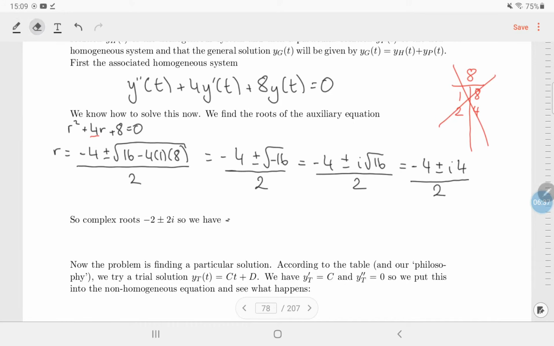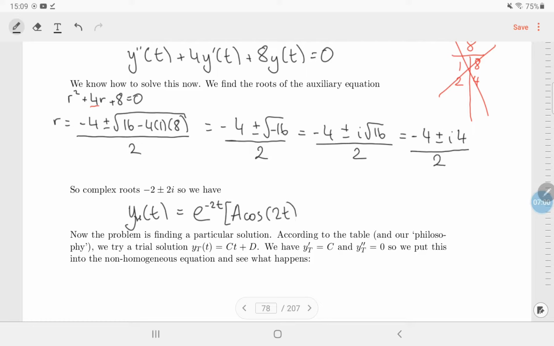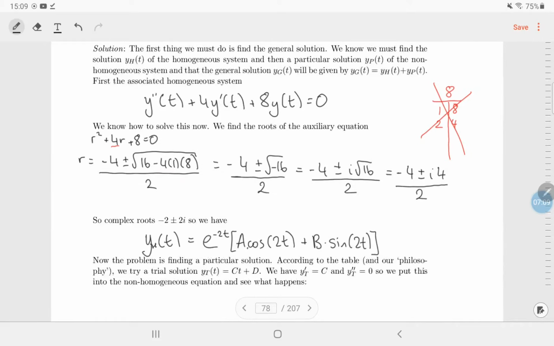So what we're using, therefore, is the complex root situation, which says that if you have roots p plus or minus iq, the solution, that's the homogeneous, is e to the pt, in this case e to the minus 2t, times a cos qt, q being the imaginary part, which is 2, plus b sine 2t. This is going to be a long question. Okay, so now that's the homogeneous solution.